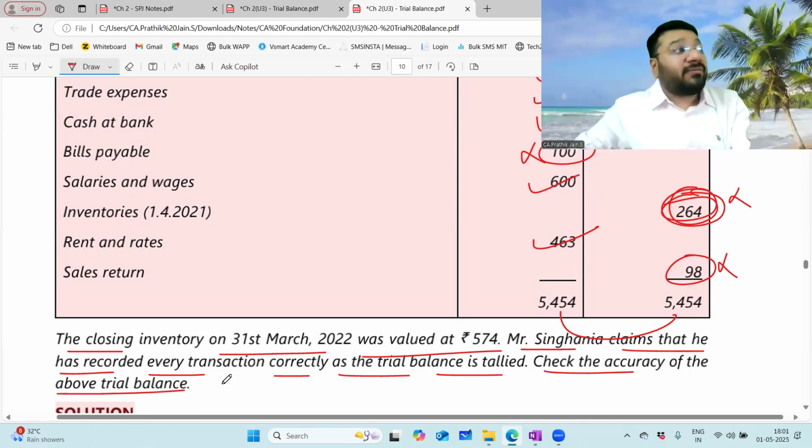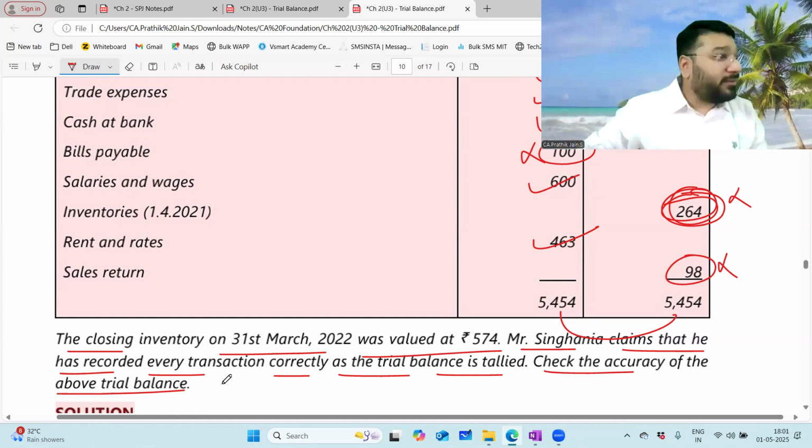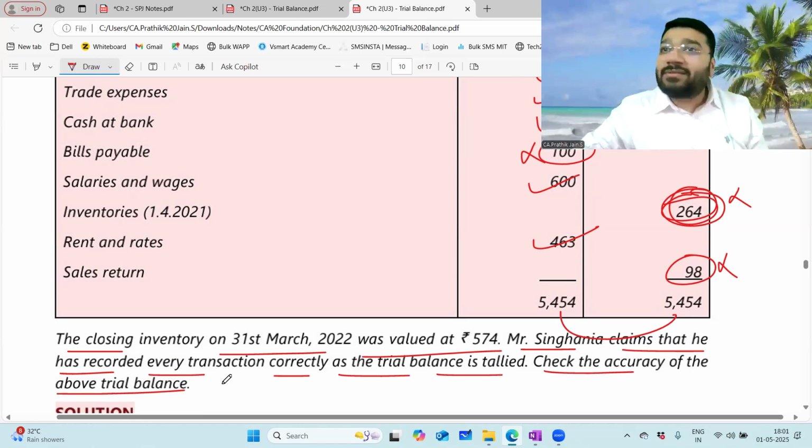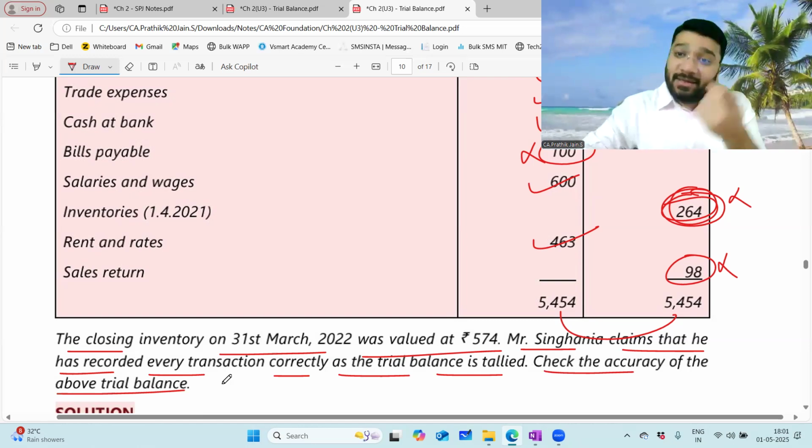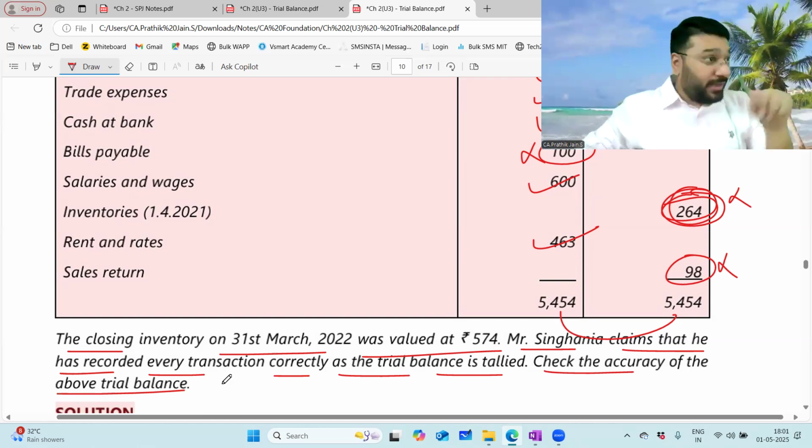If Singhania wants to know further whether there is any mistake or not, he has to give you the entire audit assignment, which will run for several thousands of rupees. If he's giving that money, you will do that work. Otherwise, for 1,000 rupees, this much only. You have to tell this to Singhania.